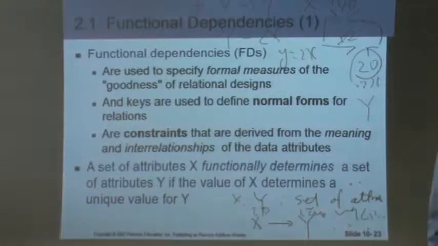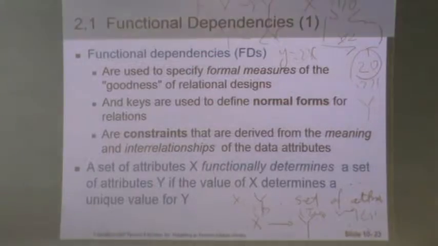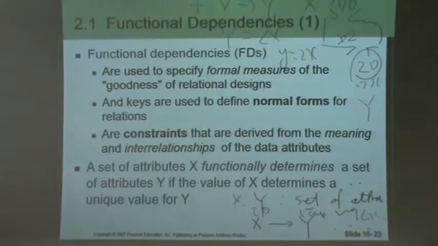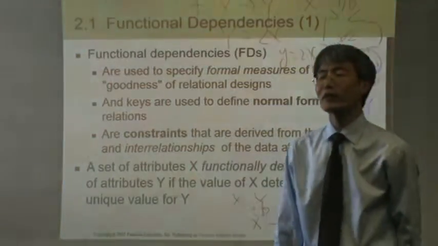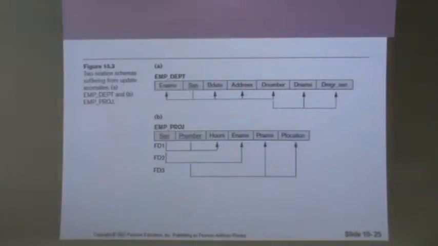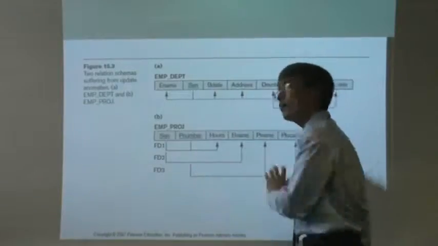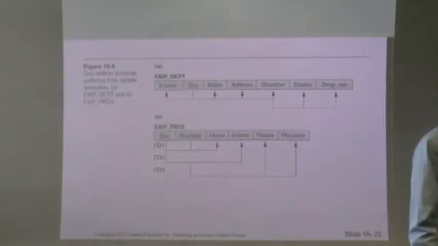It's the same as the concept of function. It's a set of attributes to a set of attributes. How many functional dependencies can you find from the real example? So, for example, in this employee underbar department, how many functional dependencies can you find? One.